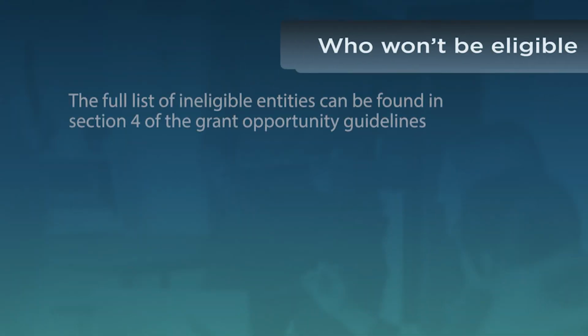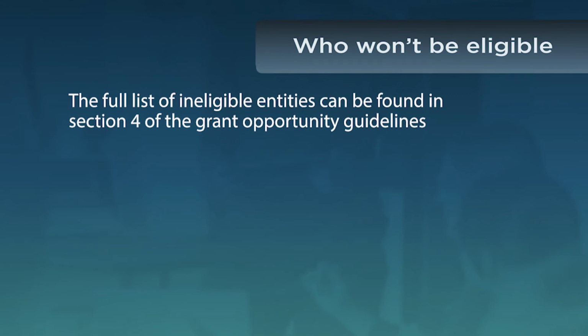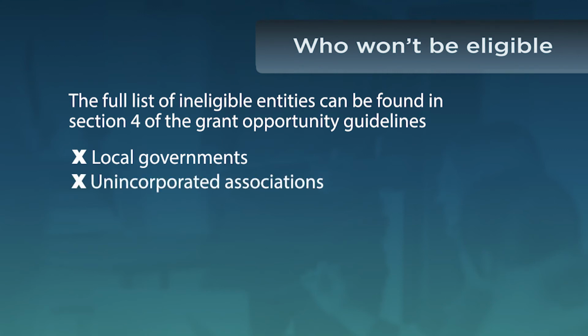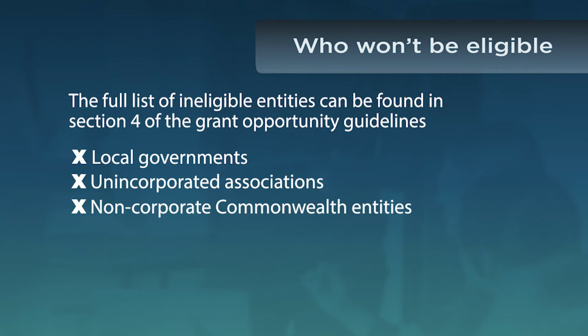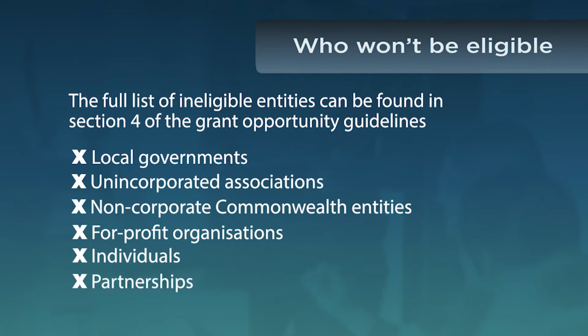The grant opportunity guidelines set out who is not eligible under the program. You should check whether your organisation is eligible. As an example, the following types of bodies are not eligible: local governments, unincorporated associations, non-corporate Commonwealth entities, for-profit organisations, individuals, partnerships.